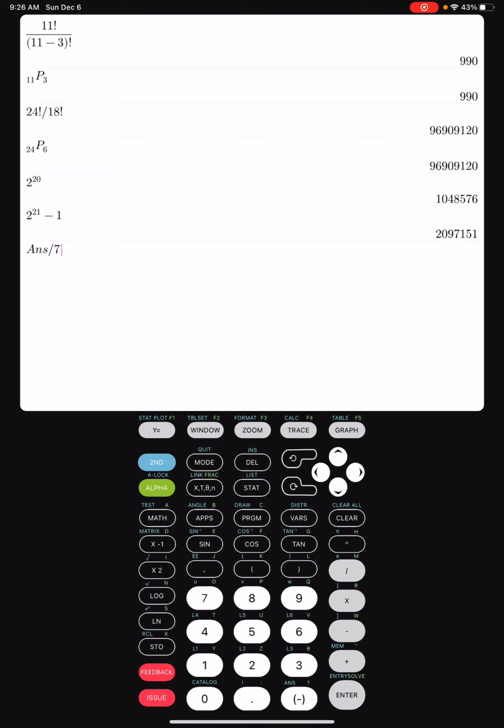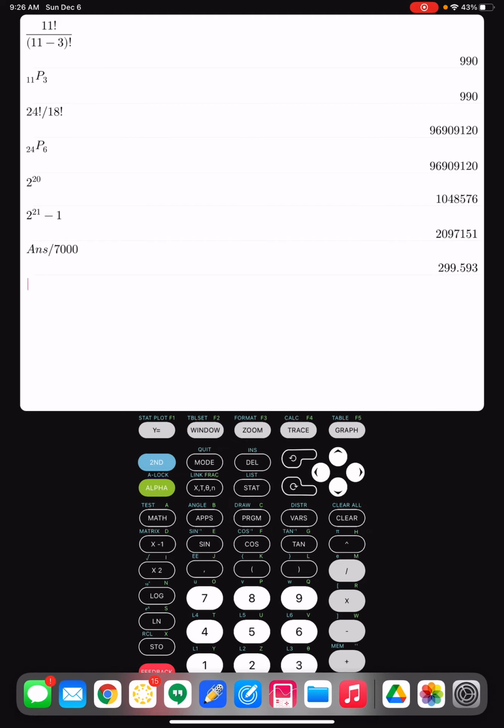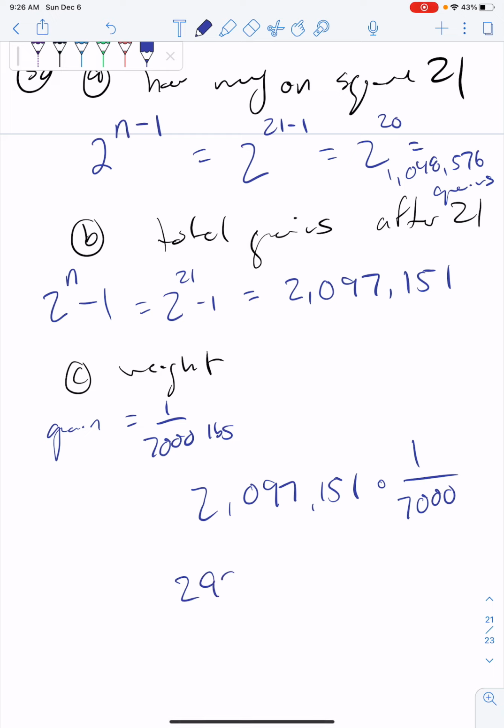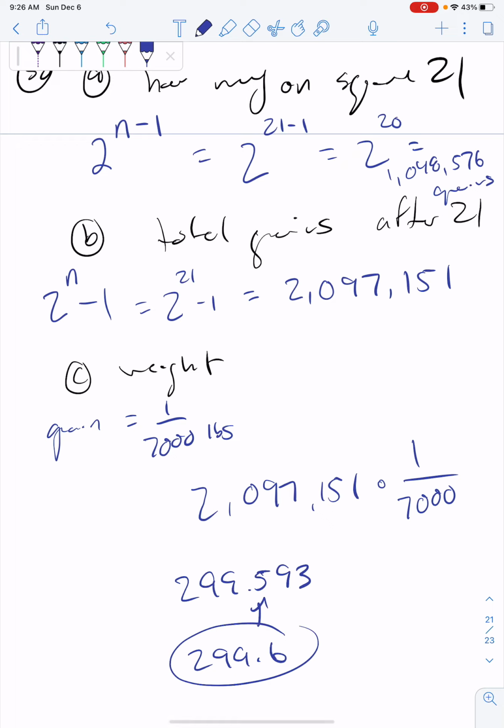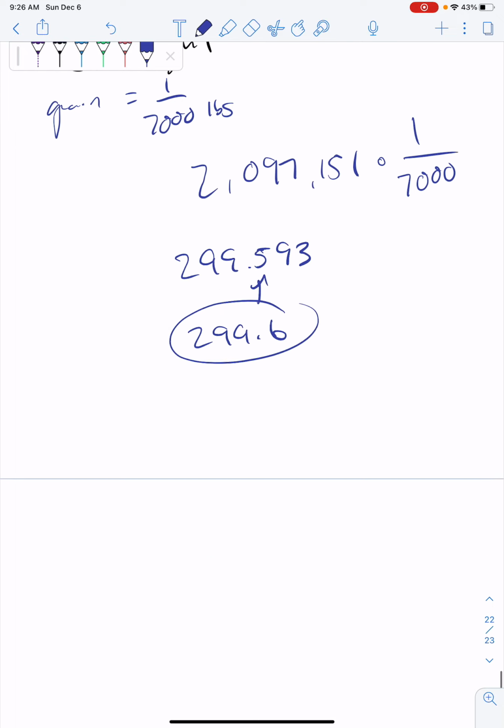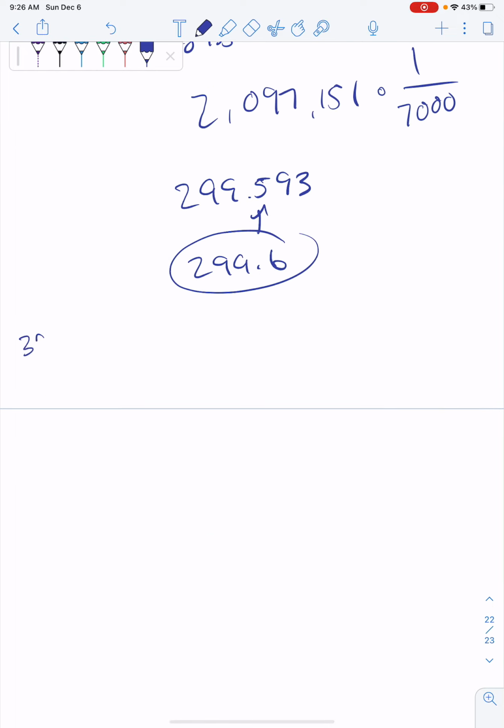Divide by 7,000. I get 299.593. And it wants me to round to the nearest tenth. So 299.6 pounds, right? Okay, number 39.